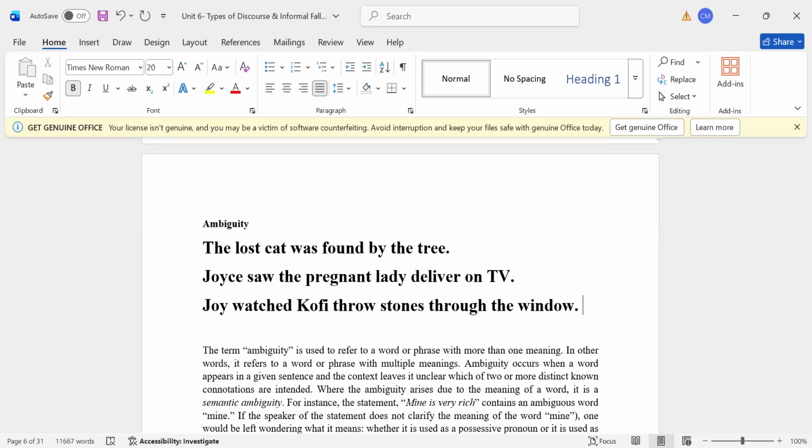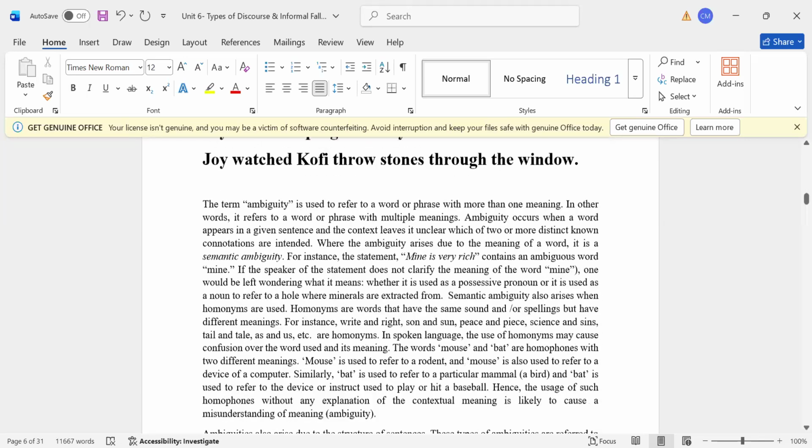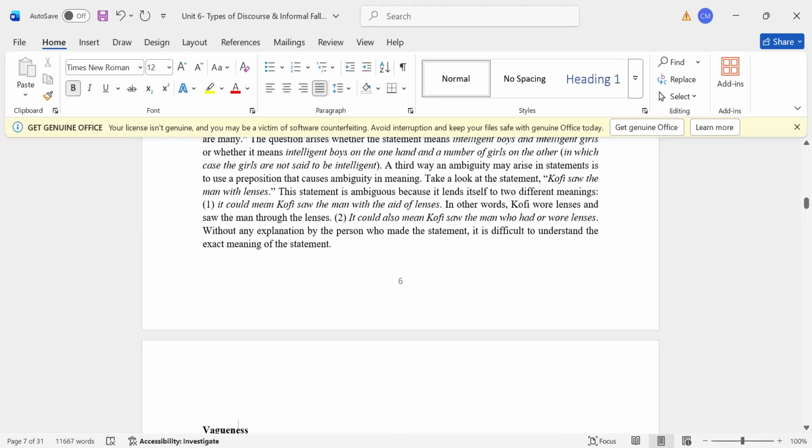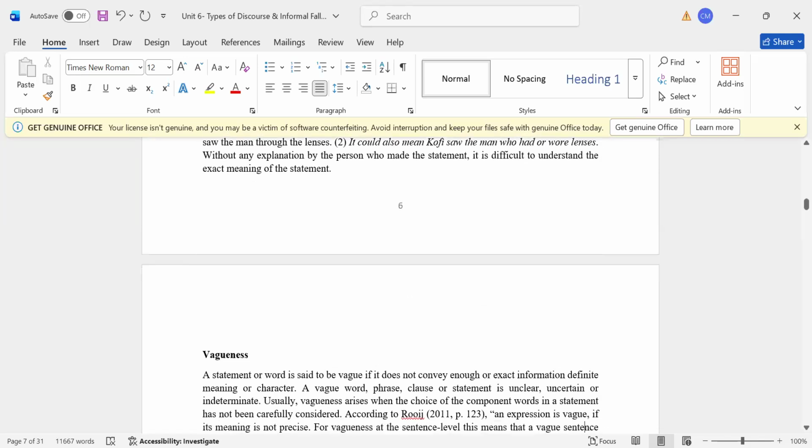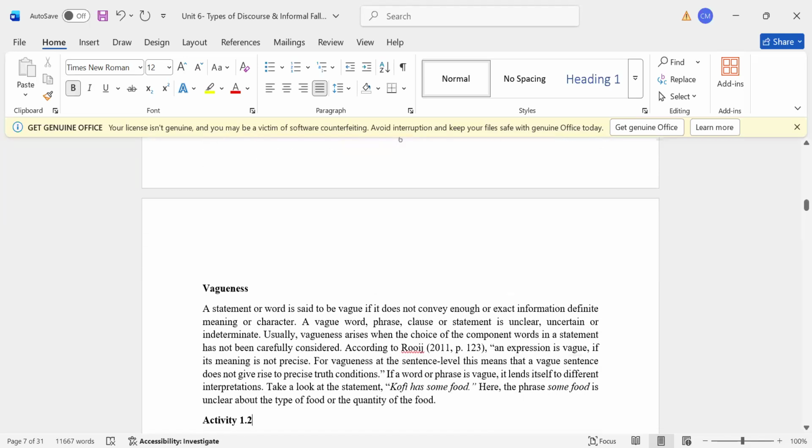So in all these instances, you need to rewrite the sentence so that you remove the ambiguity. Are we fine? So that's all that you need to know about ambiguity. Are we fine? Yes, sir. And then we have vagueness.